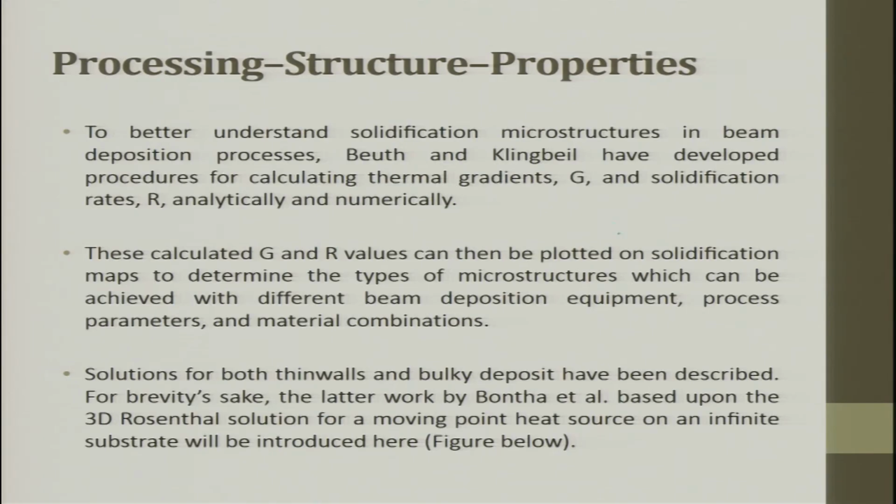For better understanding of microstructure in the beam deposition process, Booth and Gäumann have developed a procedure for calculating the thermal gradient G and solidification rate R analytically and numerically. So, there is a G factor and an R factor: thermal gradient and solidification rate. The calculated G and R values can be plotted on a solidification map to determine the type of microstructure which can be achieved with different beam deposition equipment, process parameters and material compositions. This dictates the quality of the product.